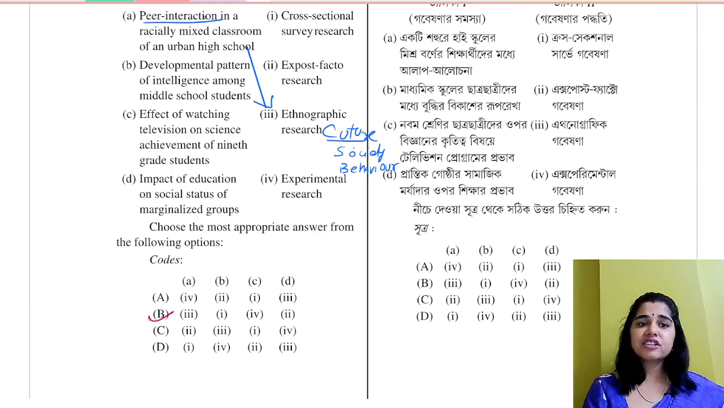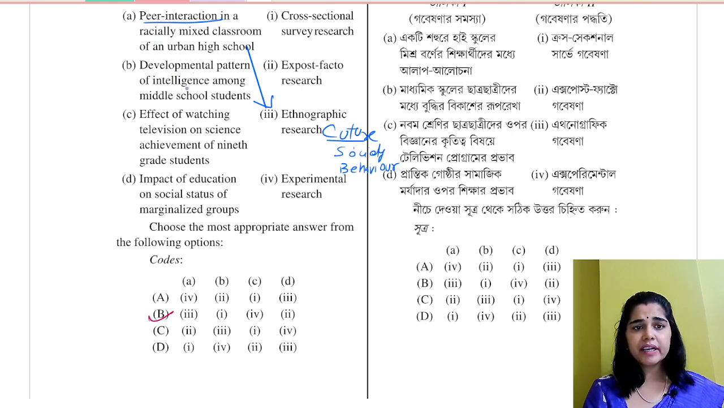So here, peer interaction in a racially mixed classroom of an urban high school. This will go to ethnographic research. And why ethnographic? Because this is relating to the cultural society and the social behavior. Here we consider peer interaction. Whose interaction? Peer interaction. So peer interaction is related with the ethnographic. And what is the next?